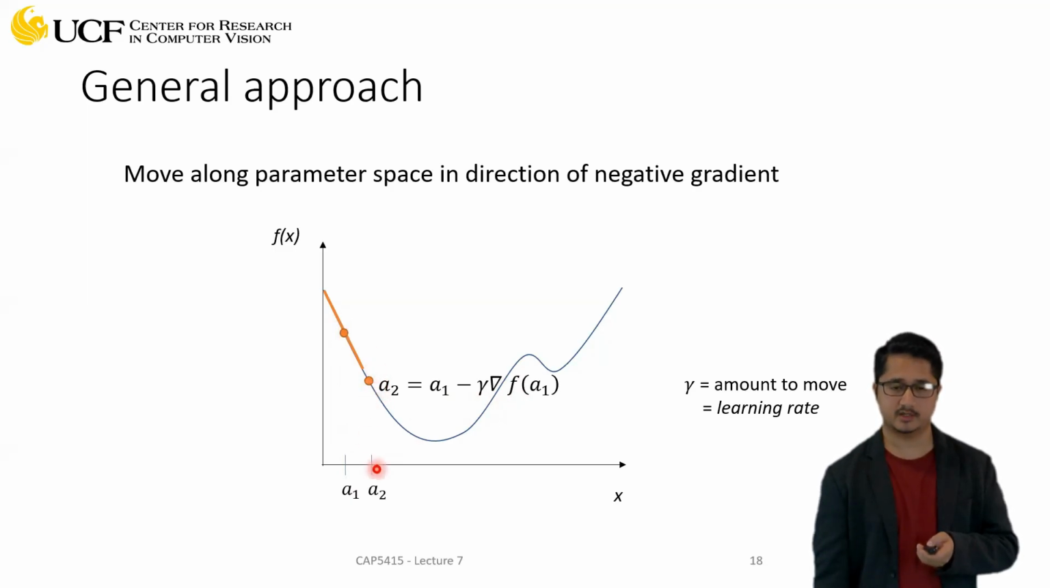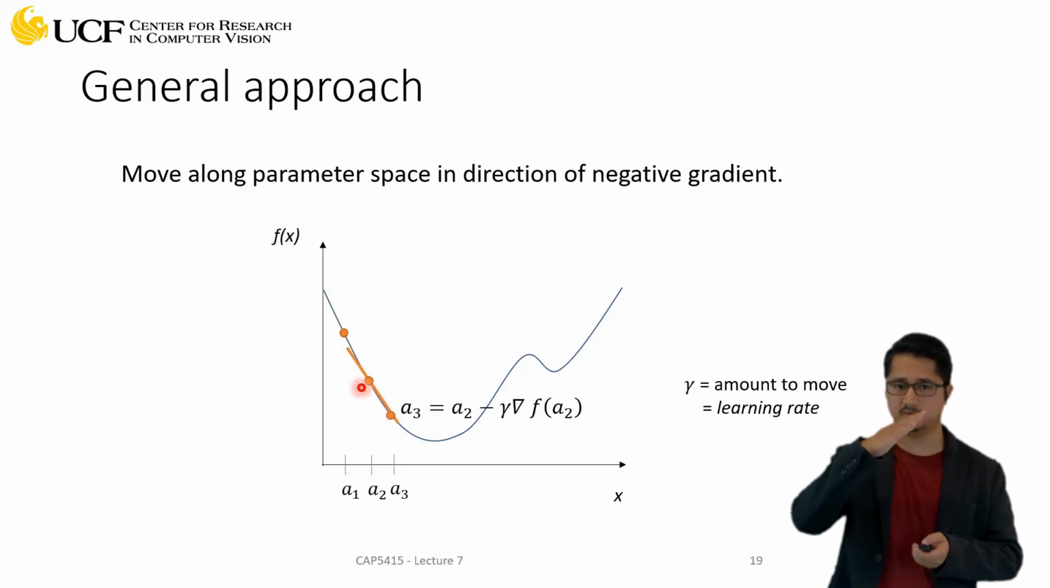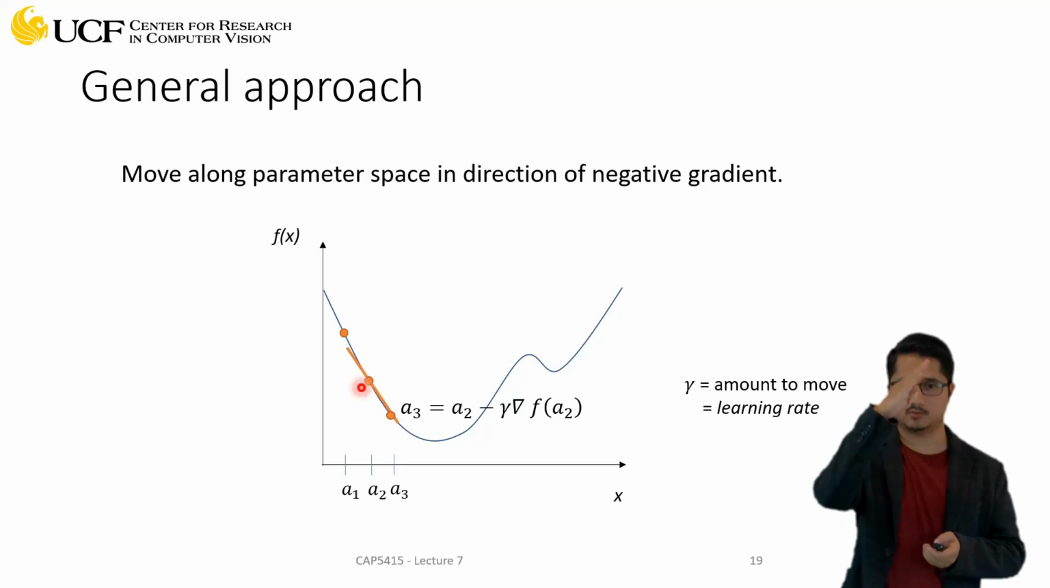Once you are at A2, you can again repeat the process. Compute the derivative, and again it's a negative slope, but this time the value of the slope is reducing, because earlier it was more slanted, and now it's going down.